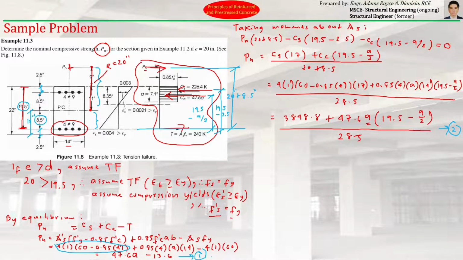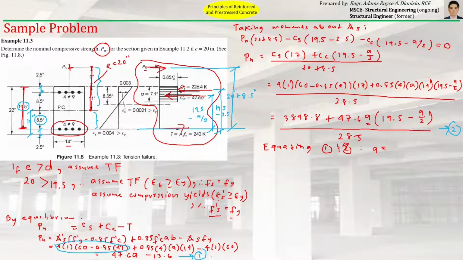Hindi ko na siya i-rewrite para hindi umaba. I'll just write it equating 1 and 2. Ma-solve natin C.A. Okay? So, equate lang natin yung dalawang equation. 47.6A minus 13.6 is equal to 3848.8 plus 47.6A.